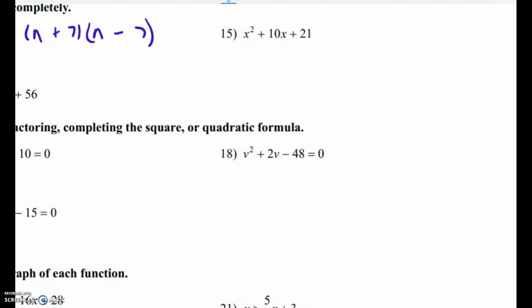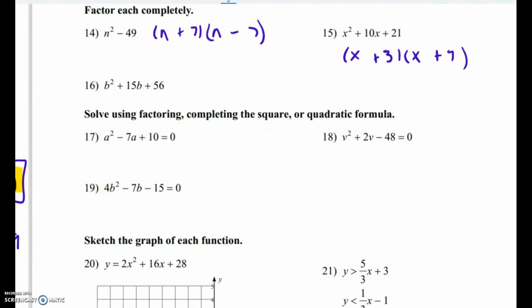Okay. Number 15, I'm going to set up my two parentheses. To get x squared, it's x times x. To get 21, factors of 21, but then they're also going to give me 10x, are going to be plus 7 and plus 3. If you're wondering, could you use the generic rectangle for this? Yes, you could, but I'm just showing you guess and check for the sake of time.